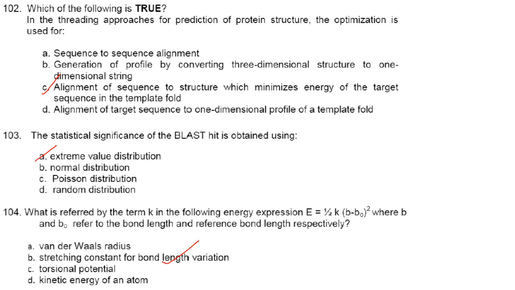So sequence to sequence alignment, no. Generation of profile by converting three-dimensional structure to one-dimensional string, no. Alignment of sequence to structure which minimizes energy of the target sequence in the template fold. That is correct. Answer is option C. Then next one. The statistical significance of the BLAST hit is obtained using extreme value distribution.